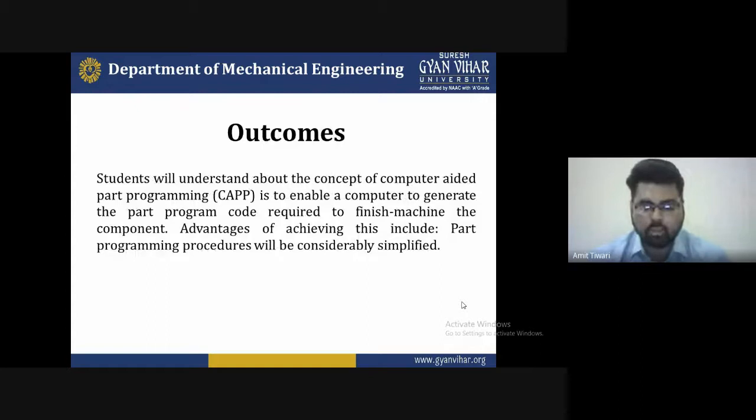Outcomes. At the end of this lecture, students will understand the concept of computer-aided programming, which is to enable the computer to generate the part program code required to finish machining the component, and the part programming procedure will be considered verified.